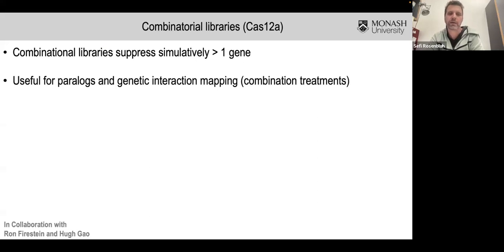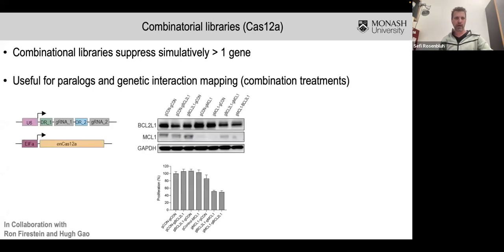So about 10 to 20% of genes in the human genome have paralogs, meaning that you'll have multiple genes that do the same function. So if you just knock out one gene, you won't get a phenotype. The second reason for that is looking at genetic interaction mapping or combination therapy, which a lot of us want to use more and more of.